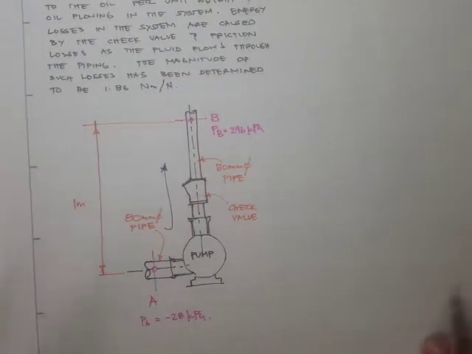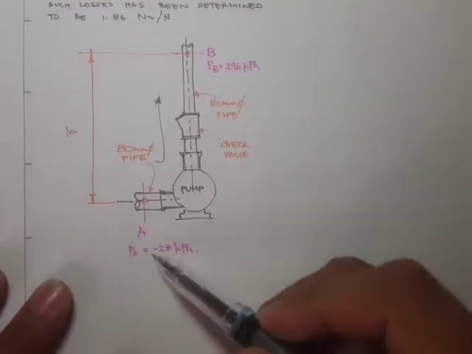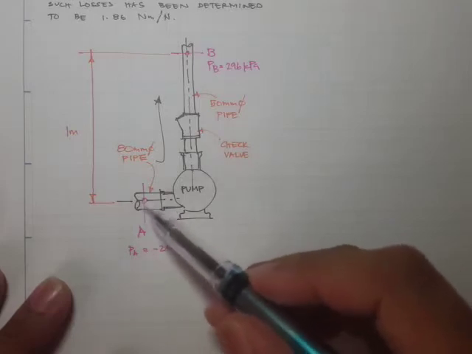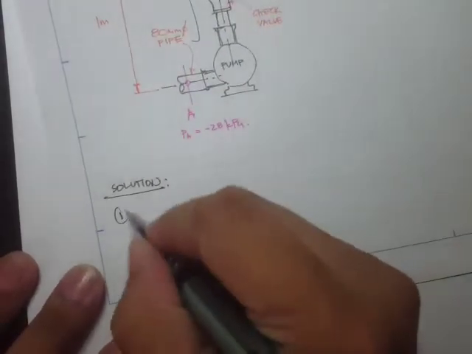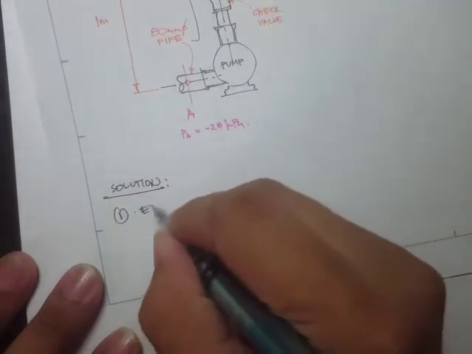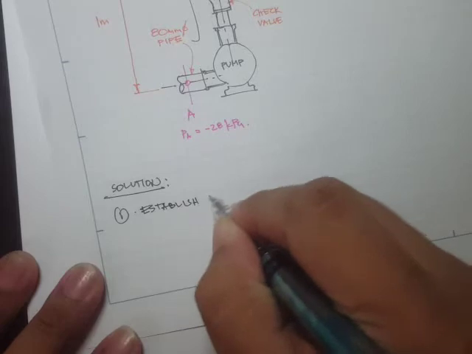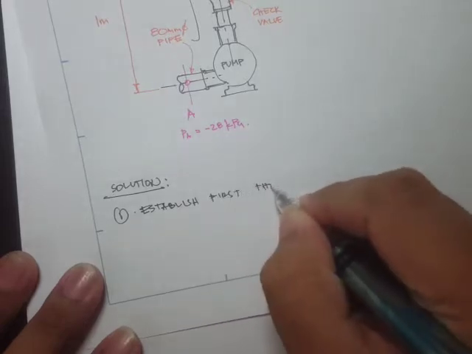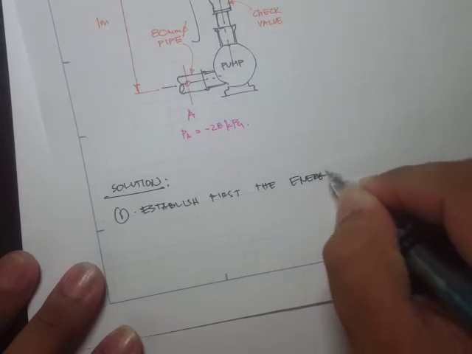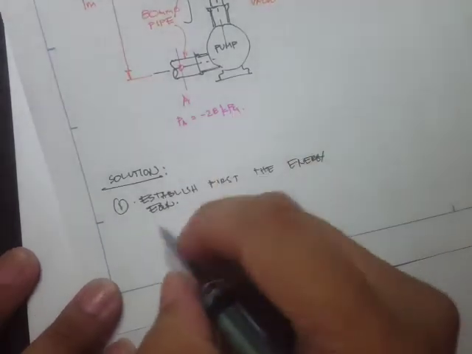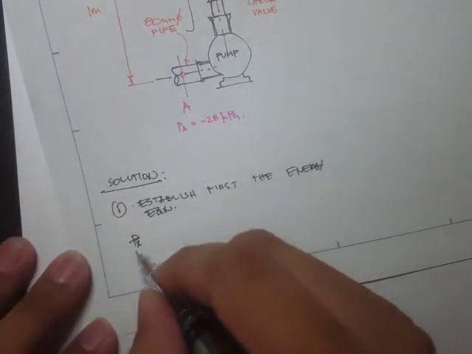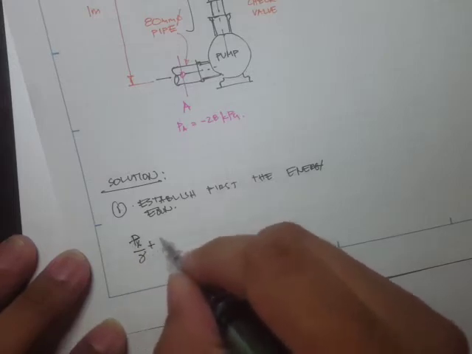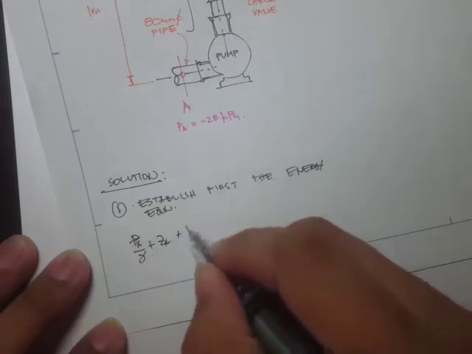So we have a pressurized system. We have pressure right here at point A and then point B. For the solution, what we'll do is to establish first the energy equation. The energy equation from point A to point B is that we have a pressure head, P A by the unit weight, plus the elevation head plus the velocity head.